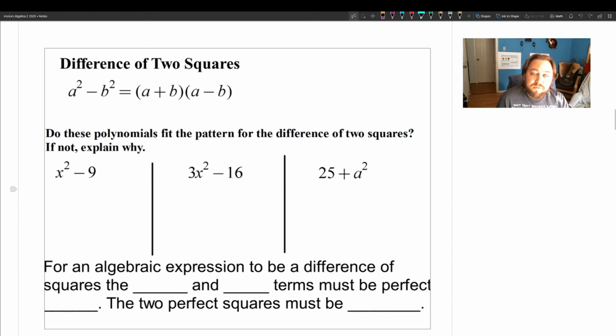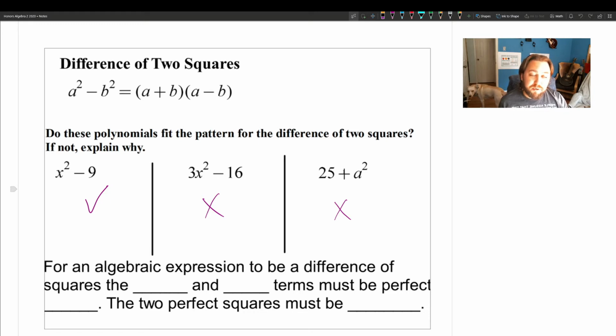So let's see if these polynomials fit our pattern. Our first one here is x squared minus 9. x squared is a perfect square. We've got a minus, good, and 9 is also a perfect square. So that one does definitely fit the pattern. Our next one, okay, 3. 3 is not a perfect square. That's not going to work. Even though we've got the x squared and the minus and the 16, that 3 breaks it for us. Our last one here, 25 plus a squared. 25 is a perfect square. Cool. Plus. Plus isn't going to work. It's got to be a minus.